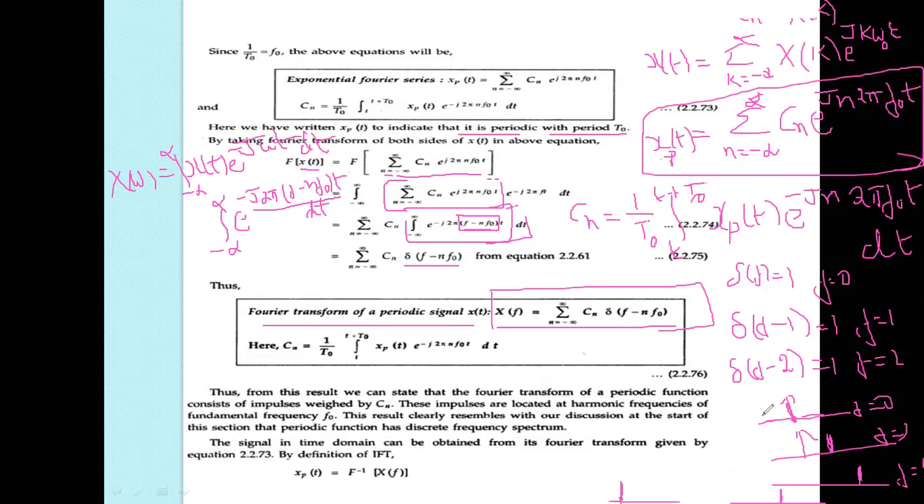Now combining all the functions means the sum of delta of f plus delta of f minus 1 plus delta of f minus 2, and the remaining ones here also, plus delta of f plus 1, delta of f plus 2, and so on. After adding these functions, it becomes 1, 1, 1, 1, all ones only. That is the sum of n from minus infinity to infinity of delta of f minus n f naught.